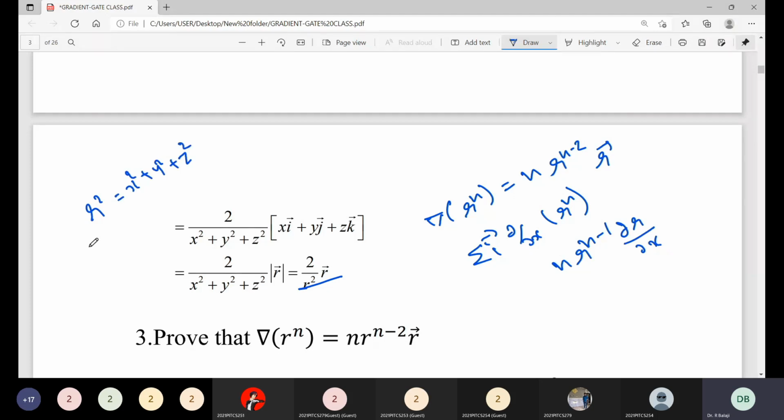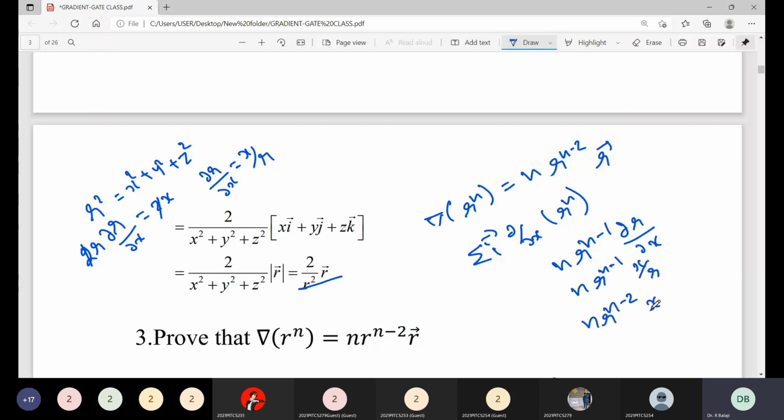Now, partially differentiating with respect to x, 2r ∂r/∂x is equal to 2x. So the 2 gets cancelled, and ∂r/∂x is equal to x by r. Now, n rⁿ⁻¹ times x by r gives n rⁿ⁻² times x.